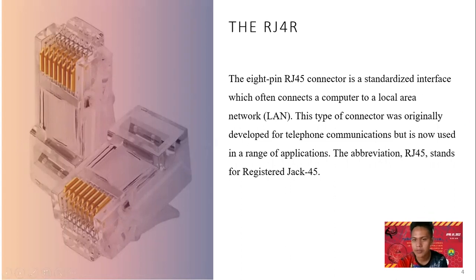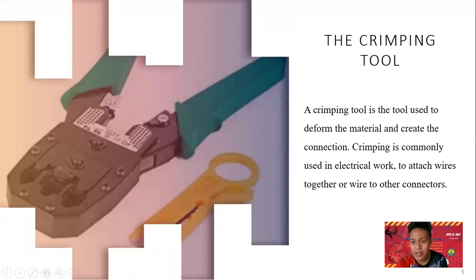So let's move on. A crimping tool. A crimping tool is used to deform a material and create a connection. Crimping is commonly used in electrical work to attach wires together or wire to other connectors, such as RJ45. So as you can see, we have this one, the green one, and this slot is for RJ45, and the middle part is for RJ45. Then the yellow one is the cutter, or to open a wire like this one.